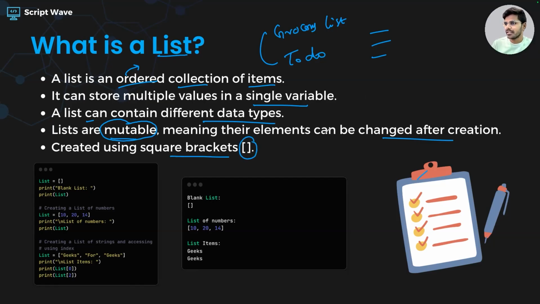So how can we define a list? Here we have a simple one, an empty list. This is an empty list. If you want to declare some values, we can declare something like this, list 10, 20, 14. So this is a list containing numbers.